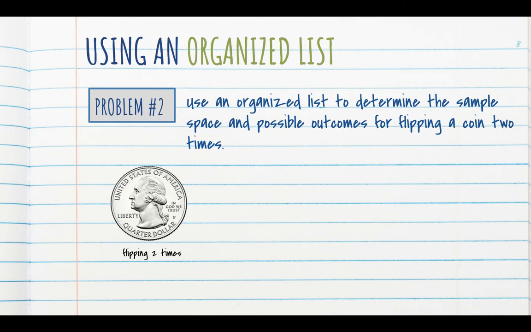Here's one for you to try. I want you to use an organized list to determine the sample space and possible outcomes for flipping a coin 2 times. Pause the video while you're working this problem and then press play to check your work.